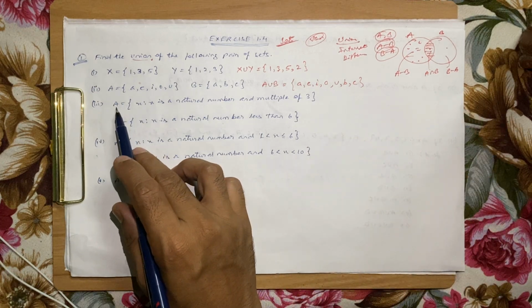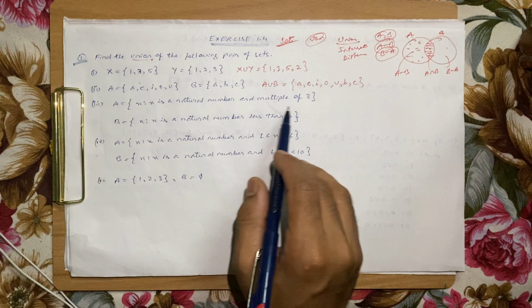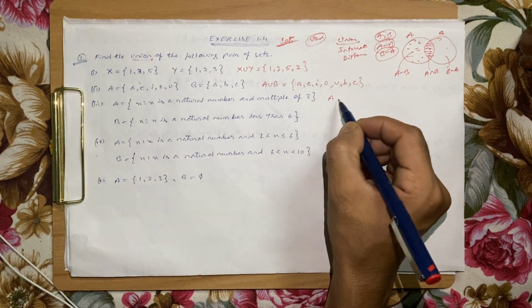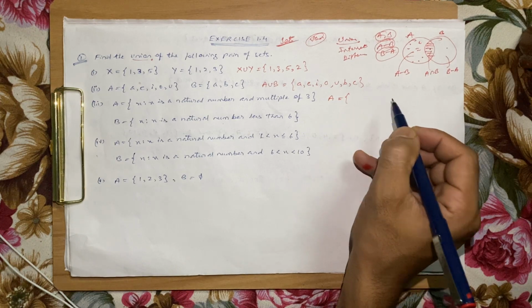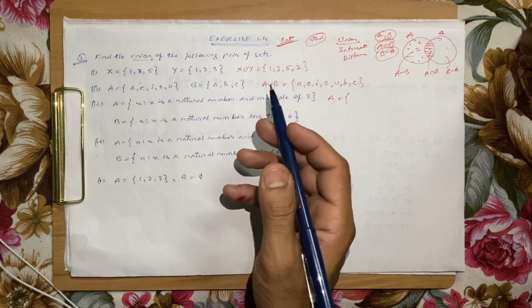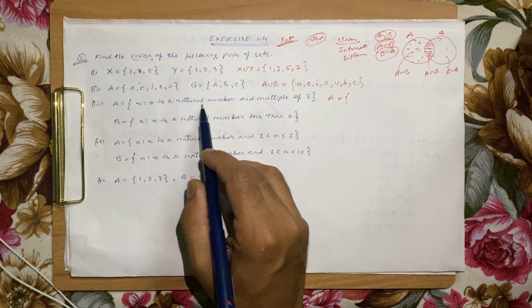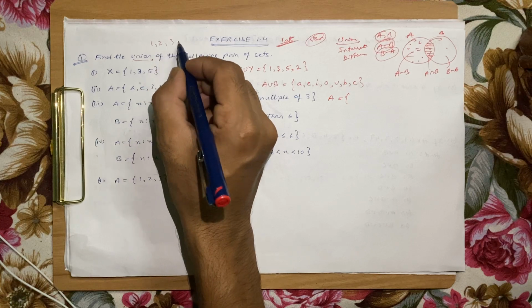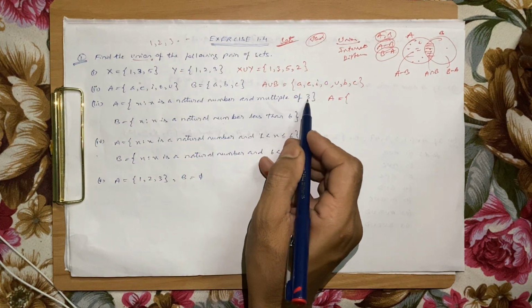Now the next one is A is equal to, and this is in set builder form, it says x. So this set A has some elements, and each element has been assumed to be x for some time. What is the nature of x? x is a natural number. We know the natural numbers start from 1, 2, 3 and so on, and a multiple of 3.